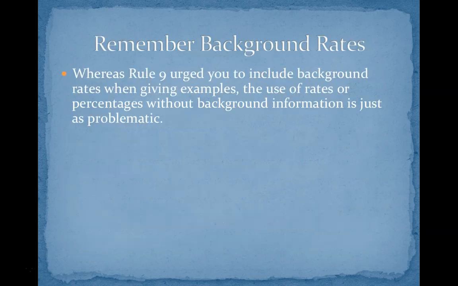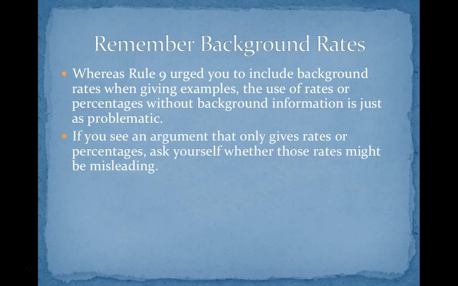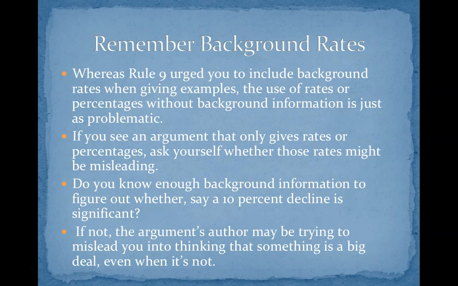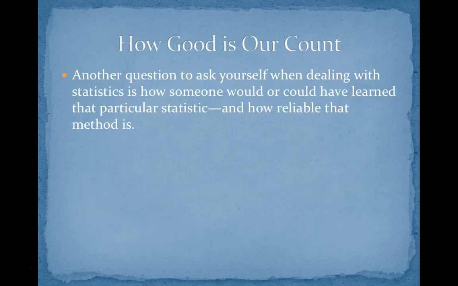Whereas Rule 9 urged you to include background rates when giving examples, the use of rates or percentages without background information is just as problematic. If you see an argument that only gives rates or percentages, ask yourself whether those rates might be misleading. Do you know enough background information to figure out whether, say, a 10% decline is significant? If not, the argument's author may be trying to mislead you into thinking that something is a big deal, even when it's not.